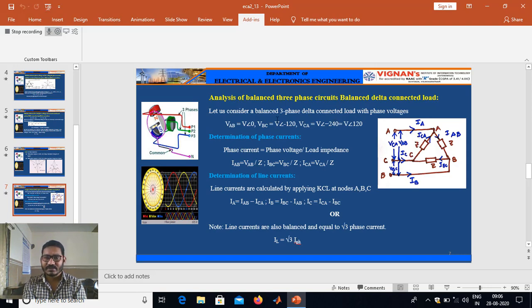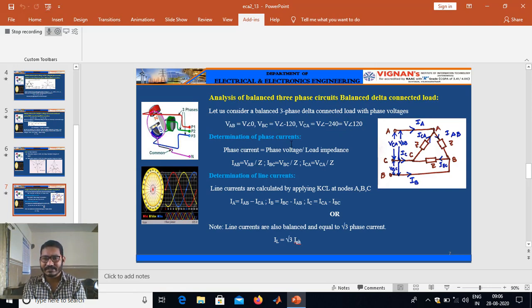Suppose the voltages are given. VAB equals V at an angle 0. Suppose one voltage is given as V at an angle 0; you can take it as the reference. The other voltages are V at an angle minus 120, and V at an angle minus 240, or you can also consider V at 120. Minus 240 and plus 120 are both the same.